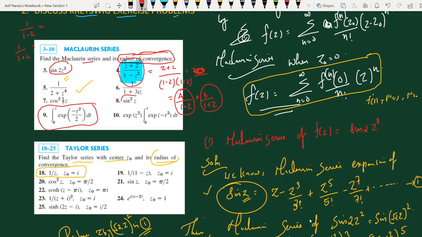Now for sin square z, you can write it as 1 minus cos 2z by 2, and you know the expansion of cos z, so cos 2z, then we will do the problem. Similarly here, we can do this in the same manner. Here instead of z we can use 3iz. So similarly we can do all other problems.